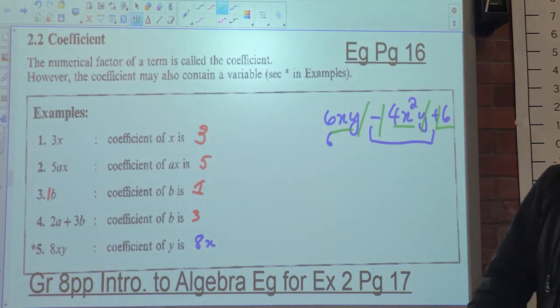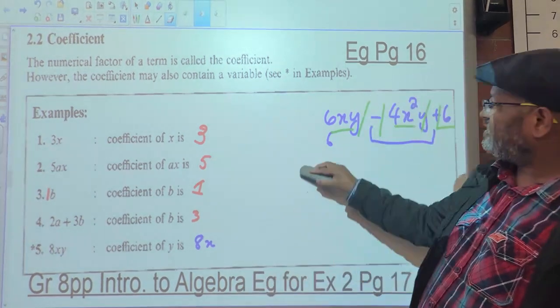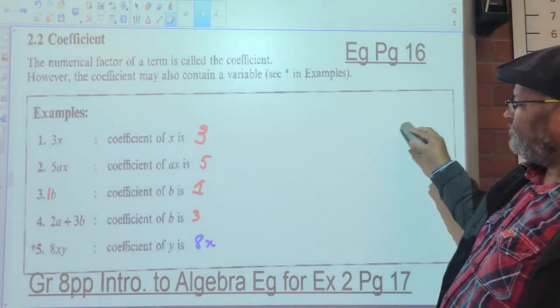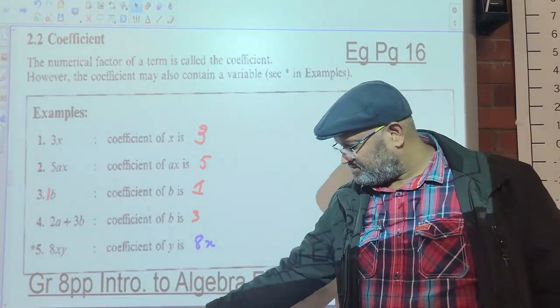Simple, huh? Yes, sir. Okay. Am I moving too fast? No, sir. Okay, I'll try and move a bit faster.